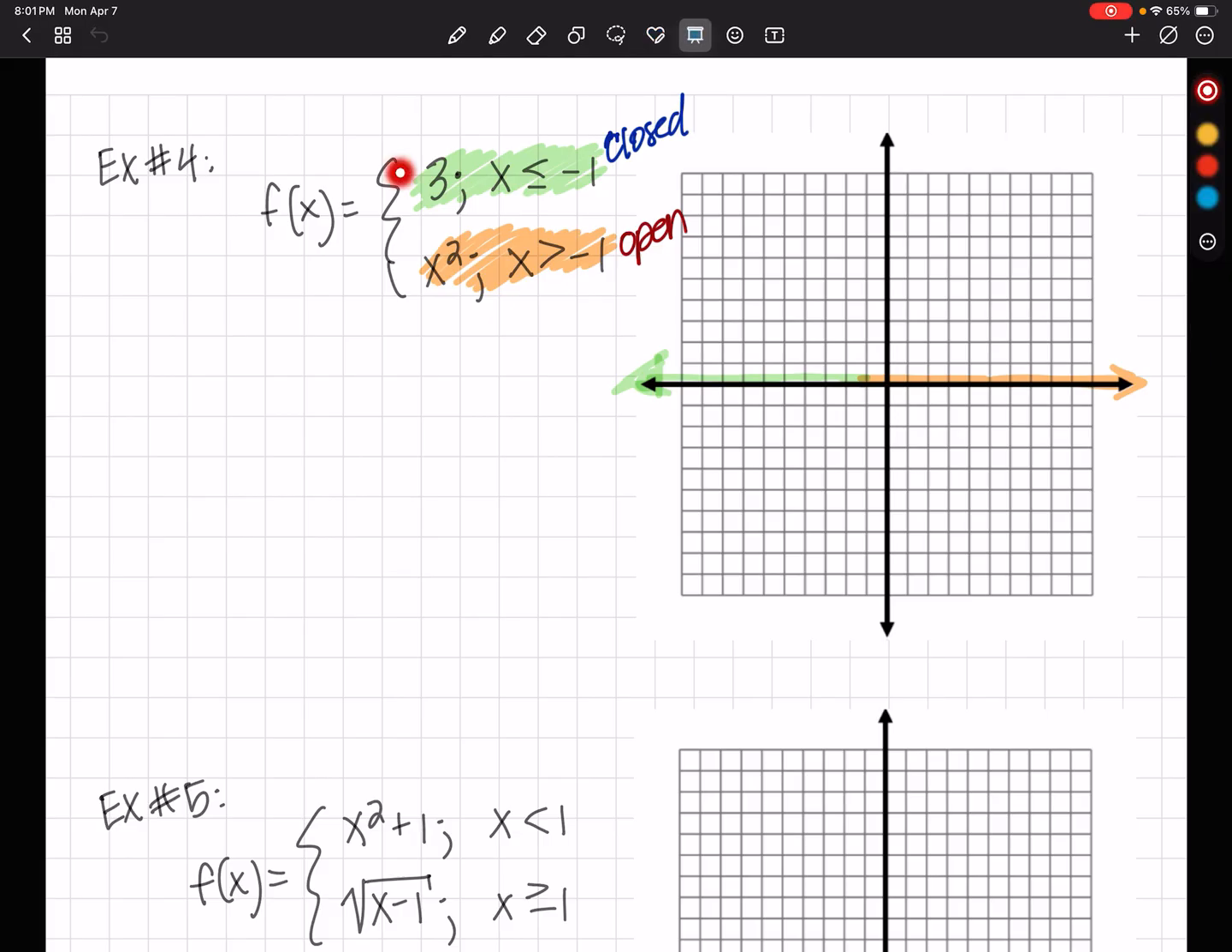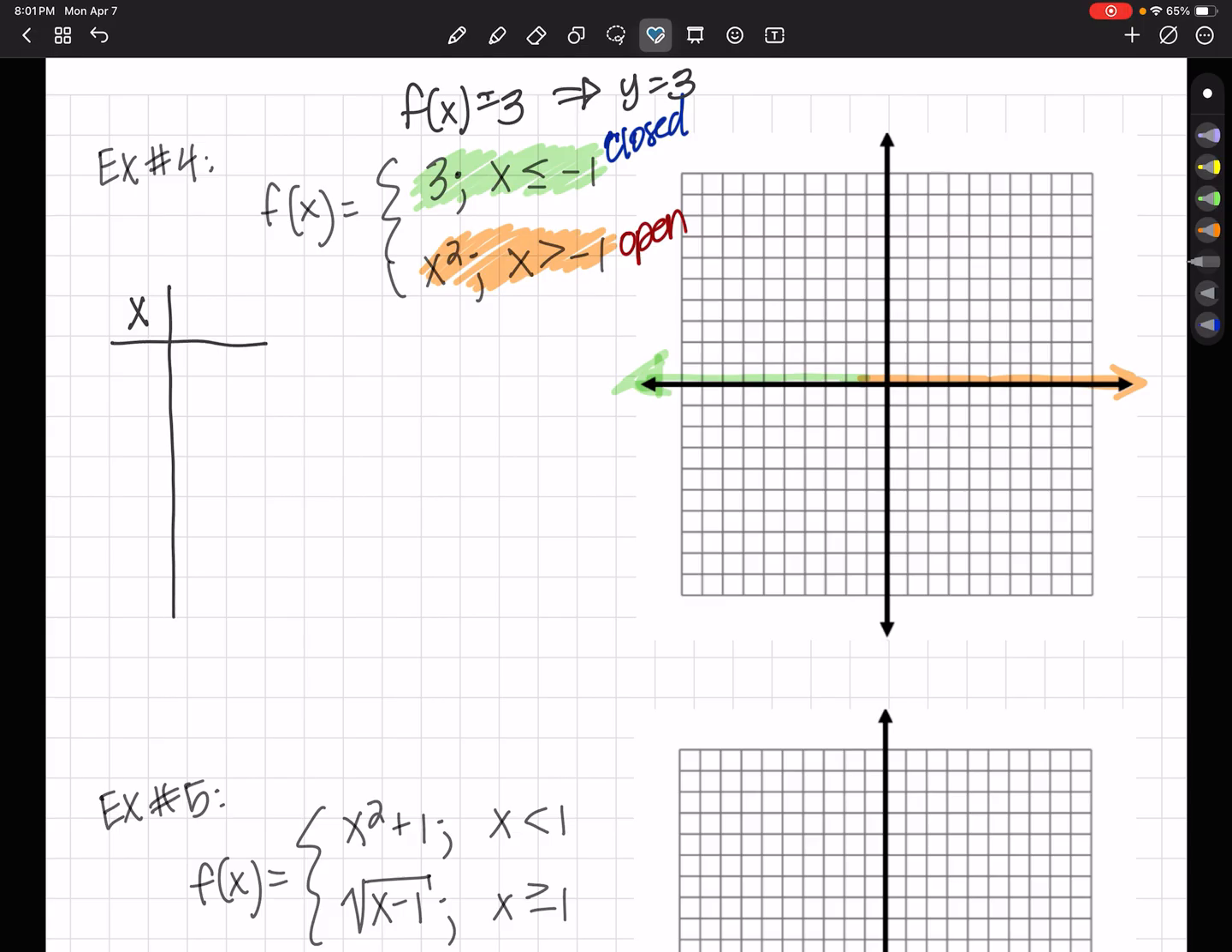So this first piece does not have an x. So this is the same thing as saying f of x equals 3, which is the same thing as y equals 3, which is a horizontal line. So no matter what my inputs are, my outputs are going to be 3.